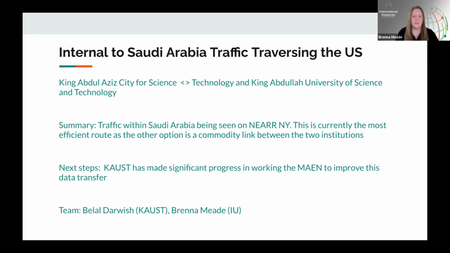This is an interesting example because technically the problem is simple, but it's not a problem that engineers can solve yet. But the next steps, KAUST has actually made significant progress in working with the local NREN in Saudi Arabia to improve this data transfer instead of using that commodity link. It also allowed KAUST to add their data to NetSage and improve the relationship and the collaboration that the KAUST engineers have within the routing working group and within other engineers in the international community.